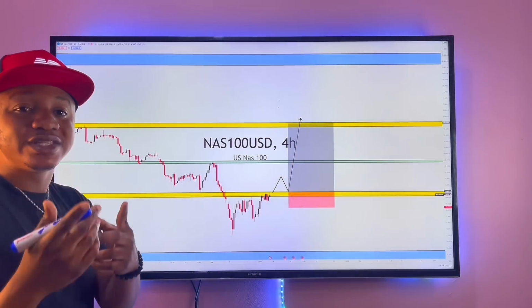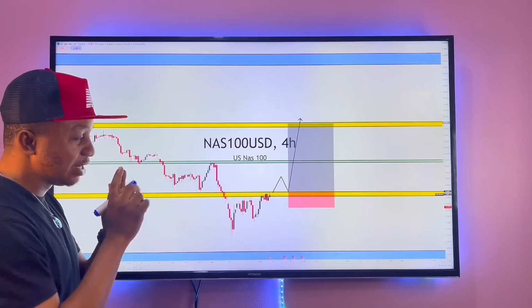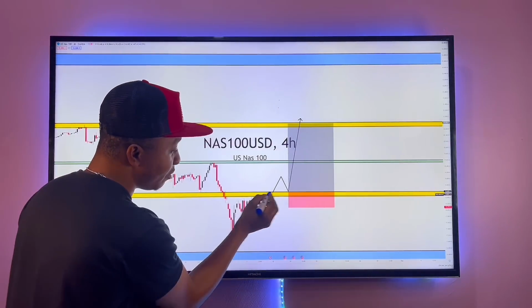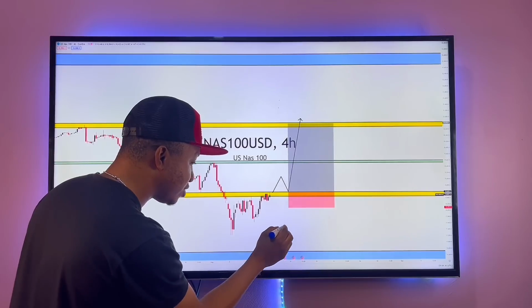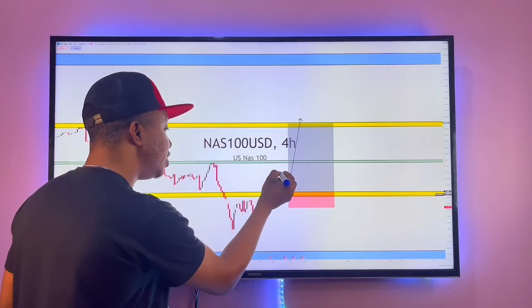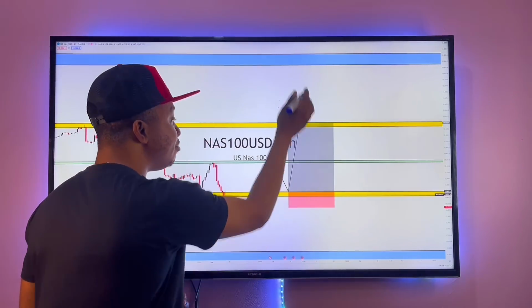Now, there's only two things that can make this setup invalid. Number one is that if price does not break above and sees sell pressure from this resistance and drops all the way to the downside, then this setup becomes invalid for entry because we know the price will not break above for us to find retest and then buy all the way to the upside.